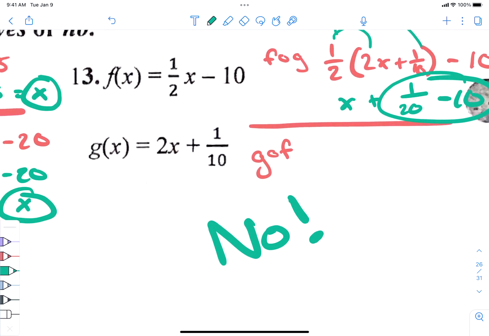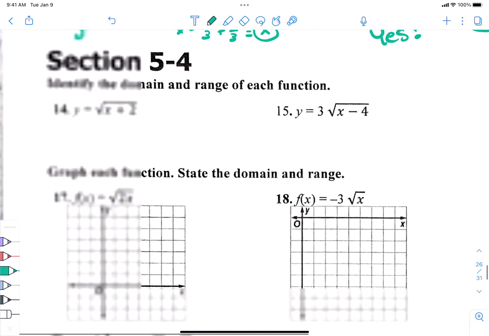Are we going too fast? You ready to move on to the next section? Yeah? Okay, here we go. These ones identify the domain and range.